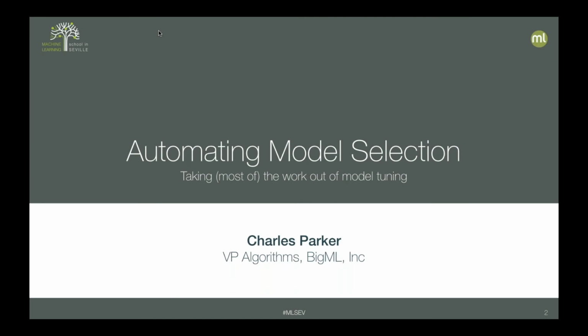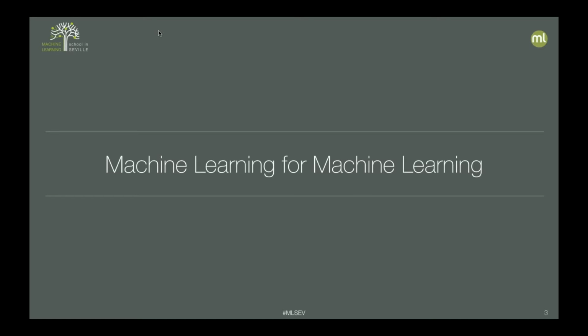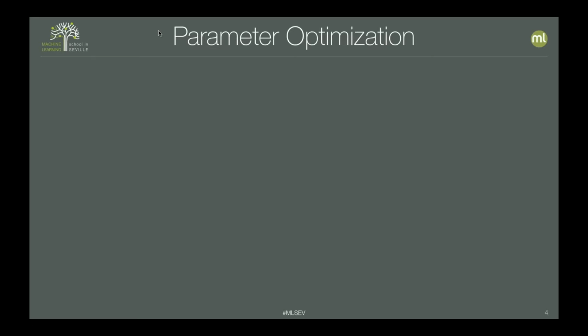So this is going to be around a topic that's become very trendy in machine learning in the last couple of years, I would say: automatic model selection, or AutoML, where we're going to try to take a lot of the work out of tuning your machine learning models. So this is machine learning for machine learning.